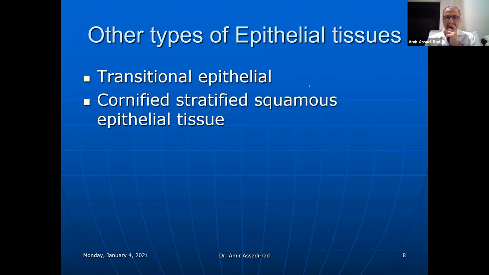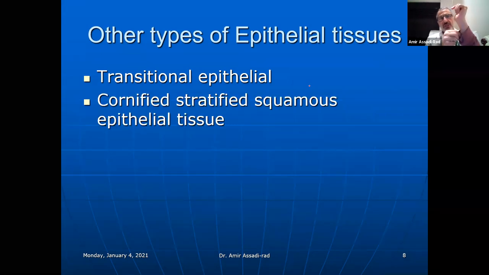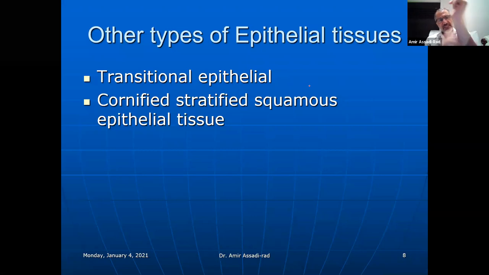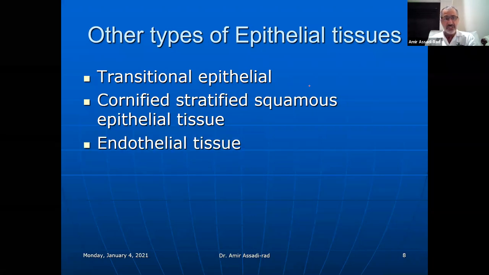Then cornified, stratified squamous epithelial tissue: underneath my skin there is a stratified squamous epithelial tissue, but we'll talk about skin later. On the top layer, there is a cornified layer or horny layer, they call it, or another name, keratinized. Three names for the same thing: keratinized, cornified, horny stratified squamous epithelial tissue. And that is in your skin.